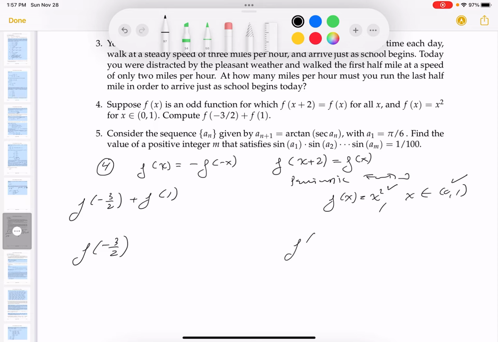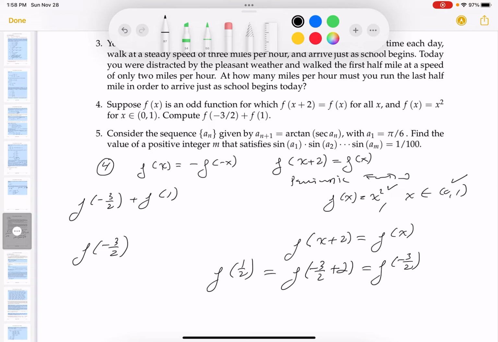So f of x plus 2 equals f of x. And I want to know what f of minus 3/2 is. What's that going to be? F of minus 3/2 plus 2. Well, minus 3/2 plus 2 is 1/2. Now I can use this function over here. So f of minus 3/2 is just simply going to be 1/2 squared, which is 1/4.